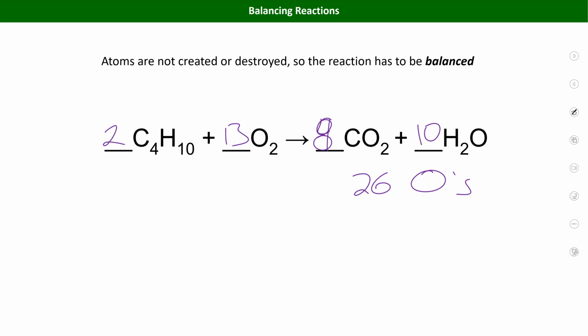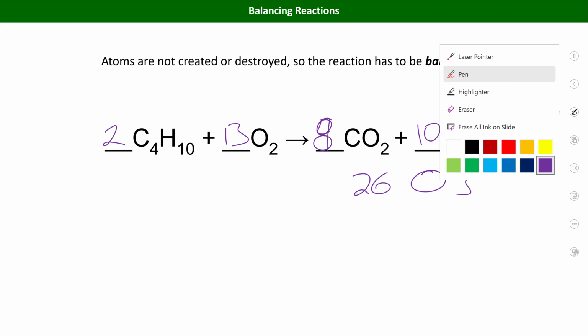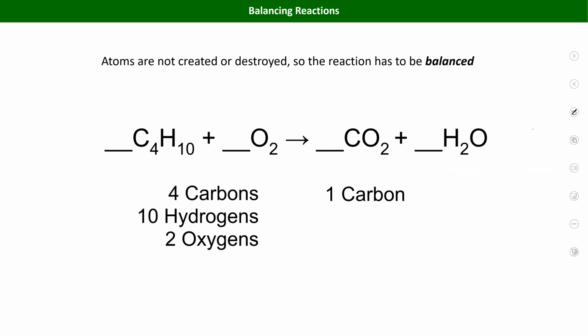Going back to our hamburger analogy. If I had equal amounts of hamburger patty, cheese, and bread, I'm gonna run out of cheese before I run out of everything else, right? Because I'm not using them at the same ratio. And so anytime we have a mismatch like this, it means our reaction is not balanced.